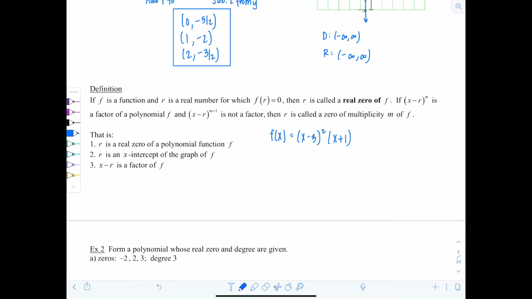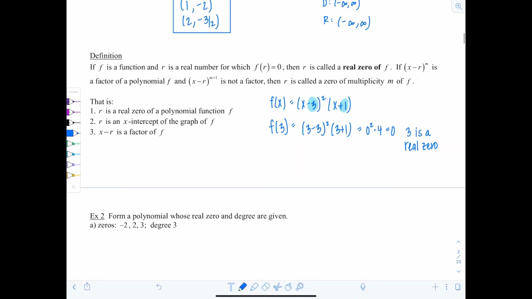Okay, so first things first, we say r is a real 0 if f of r equals 0. Now the way this is written, hopefully you can tell already what the real zeros would be. If I were to plug in positive 3 into this function, I'd get 3 minus 3 squared times 3 plus 1, which is 0 squared times 4, which is 0. So 3 is a real 0.